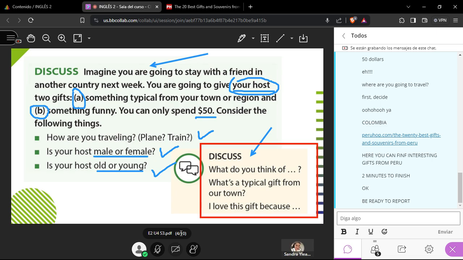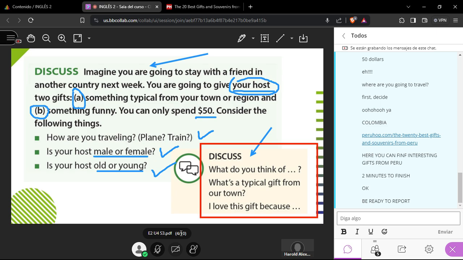Banana chips. All right. Yeah, in fact, it is a very good idea to take to our hosts a bottle of pisco and a bottle of wine because these are wonderful Peruvian drinks. Peru has excellent wine and pisco, of course, the best in the world.